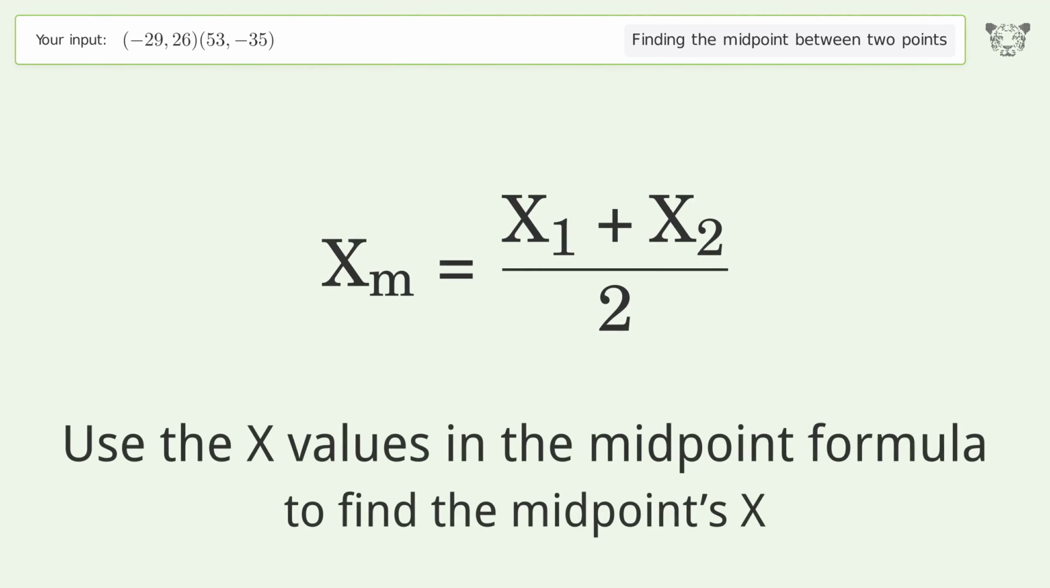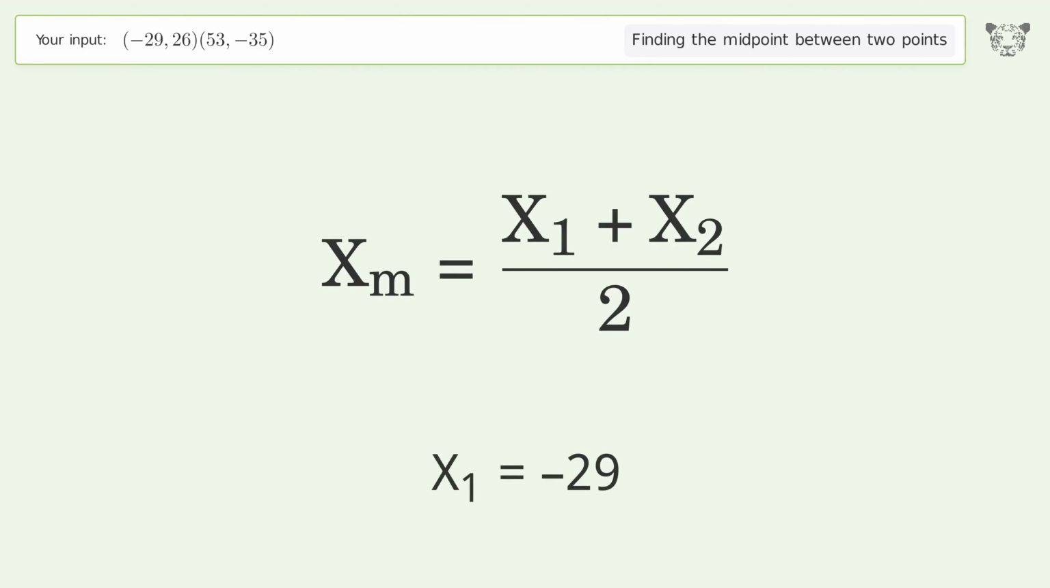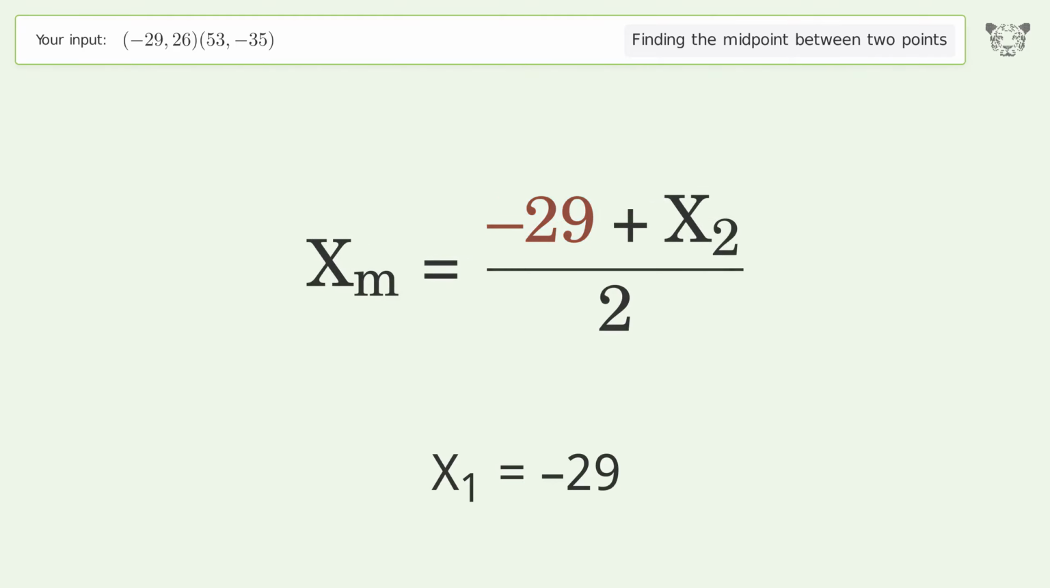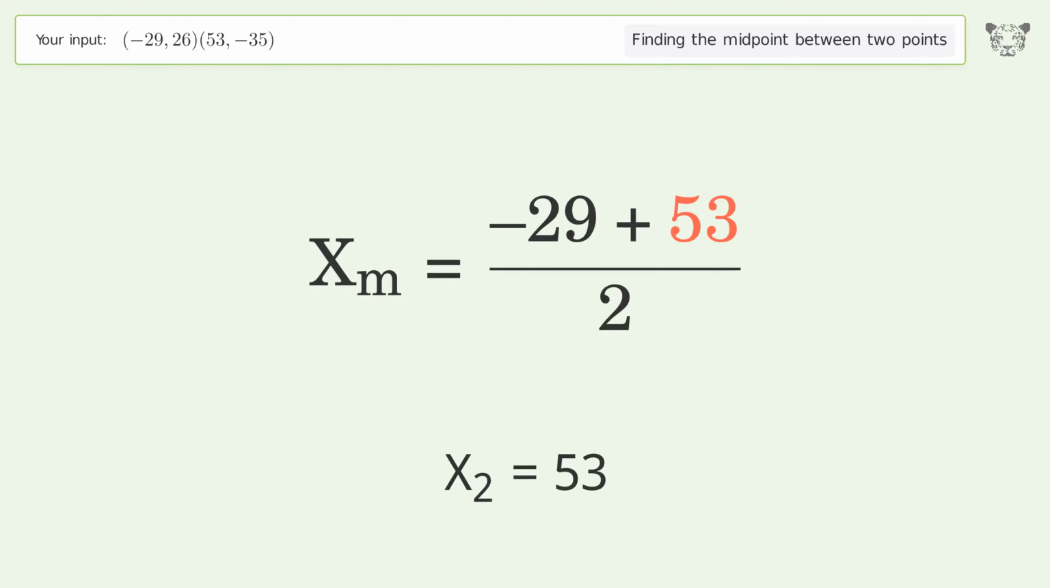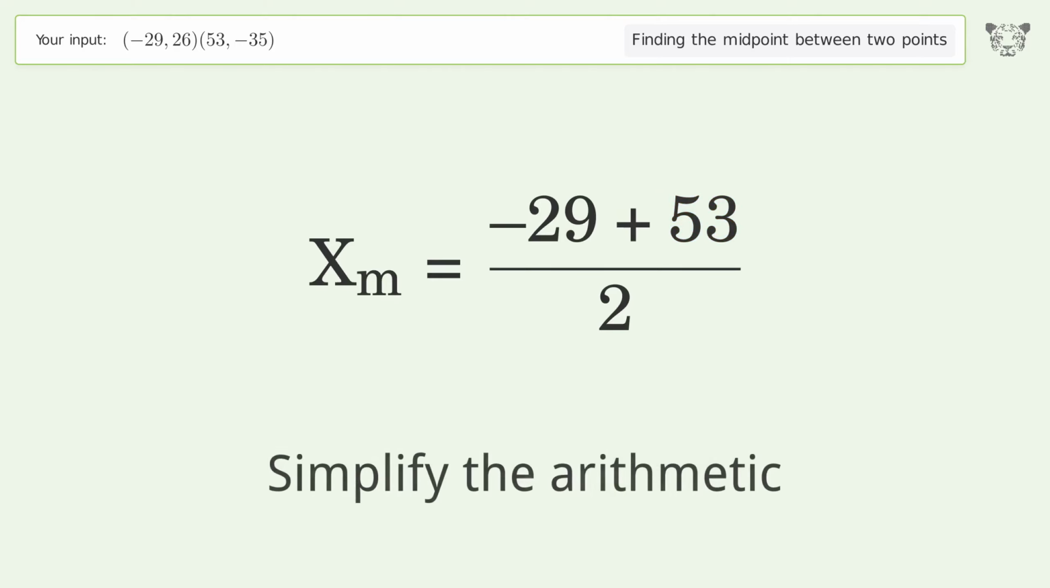Use the x values in the midpoint formula to find the midpoints x. x1 equals negative 29. x2 equals 53. Simplify the arithmetic.